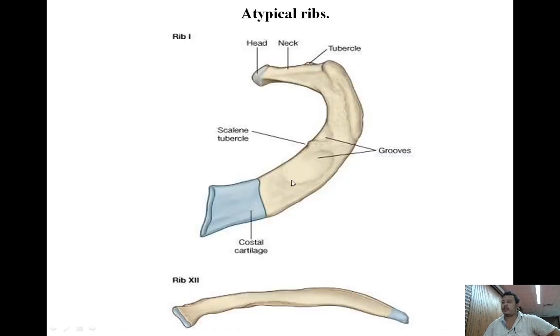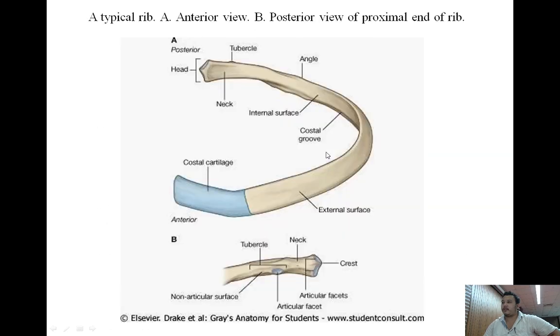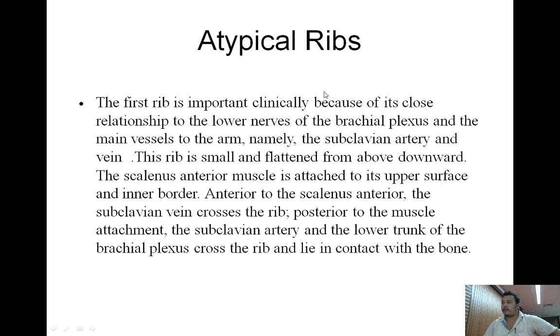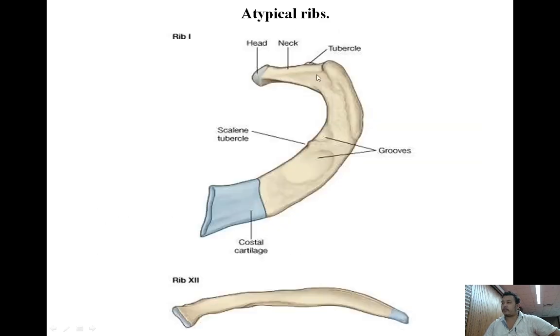So this is the atypical rib. This is the first rib actually, and this is rib number 12. As you can see, it has only one facet, not two facets. Obviously this is very different from the typical rib, right? As you can see, it's gradually curving around to form the shaft. But here the shaft is sharply demarcated.